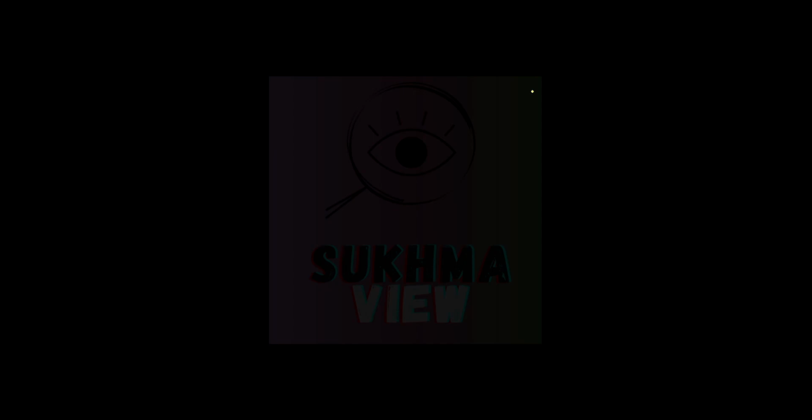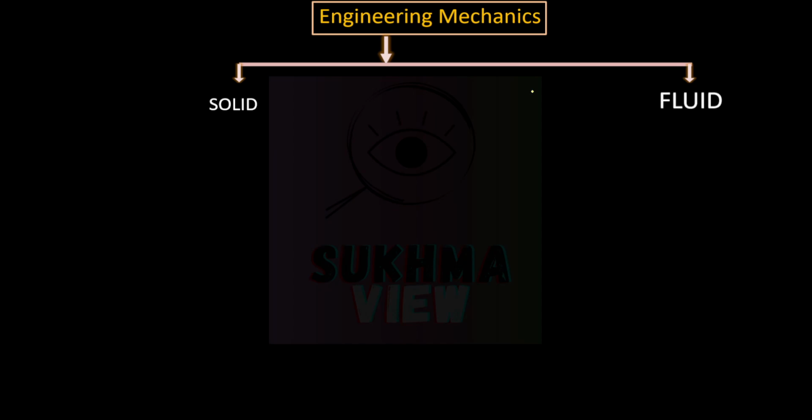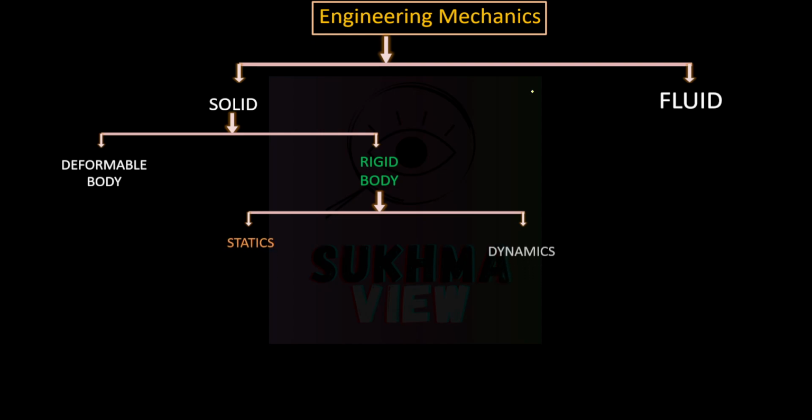Before starting, we should see the classification of this subject. Engineering mechanics can be classified into two types: solid mechanics and fluid mechanics. Further, solid mechanics can be classified into two types, that is, deformable body mechanics and rigid body mechanics. Rigid body mechanics can be classified into statics and dynamics. Dynamics can be classified into kinetics and kinematics. Okay, so this is the classification.